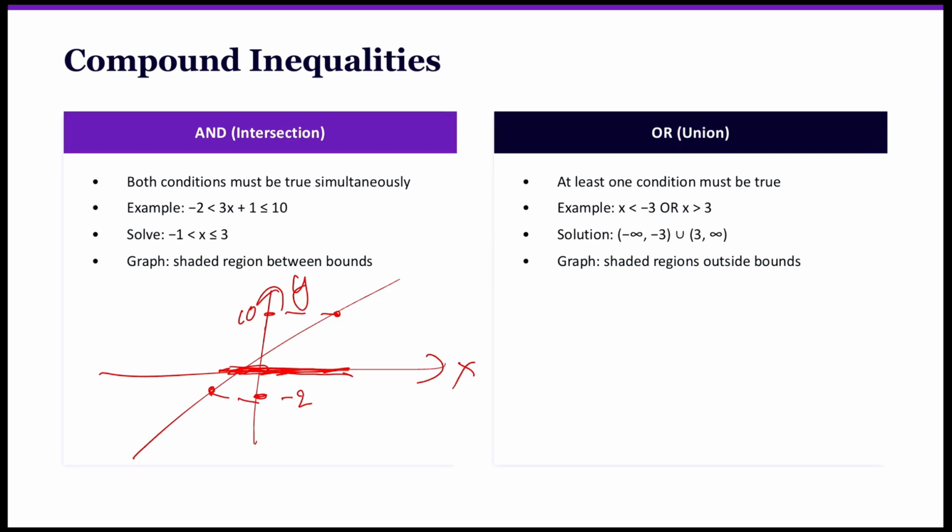You can also have a union or an OR inequality where at least one condition must be true. So it's x less than negative 3 or x is greater than 3.